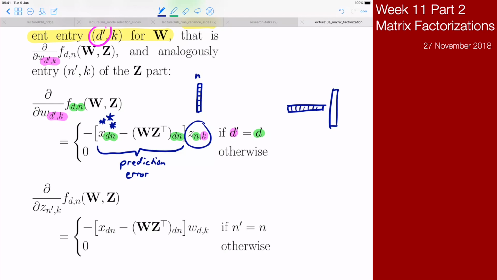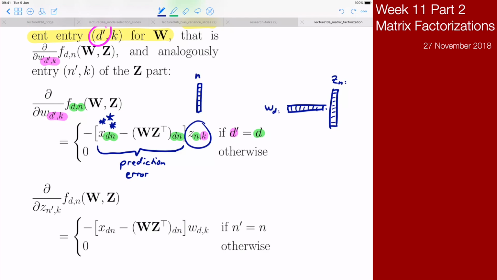We only need the W d's row and the Z n column. So that's the expression we have here. So it's not that nasty to compute the differential.